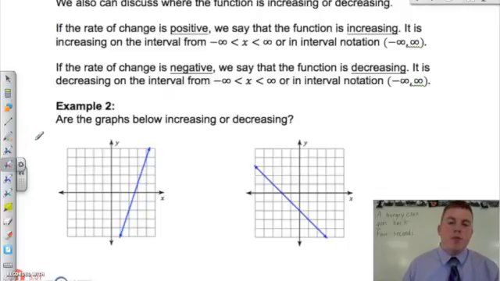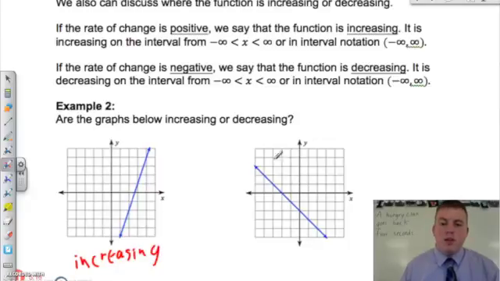So our example was: are the graphs below increasing or decreasing? As we can see, our slope in this one is going uphill, so we would say that this function is increasing. Function 2, however, is going downhill if we're going from left to right. So in this case, we would say that it is a decreasing function.